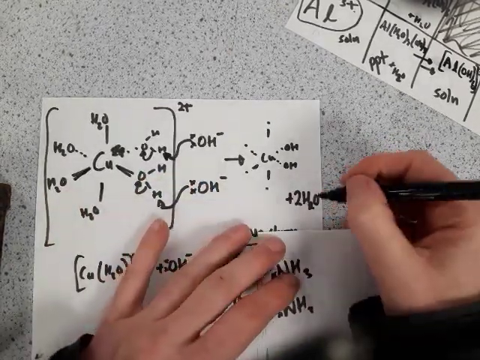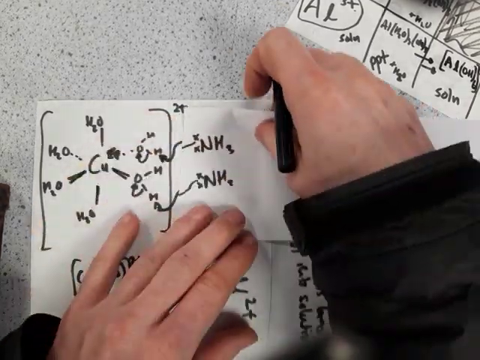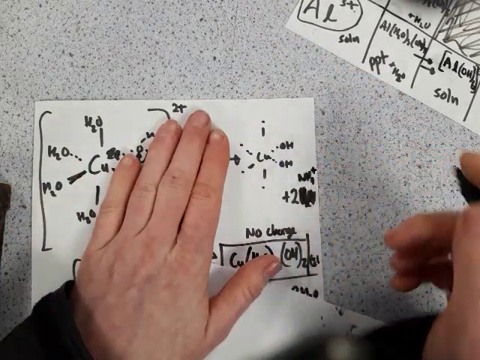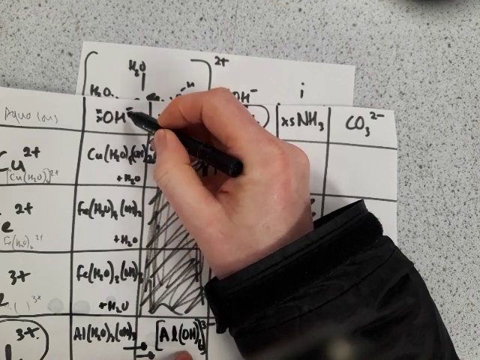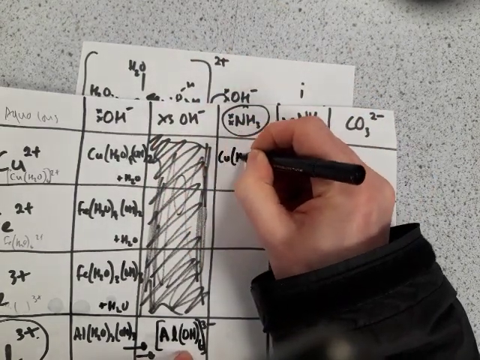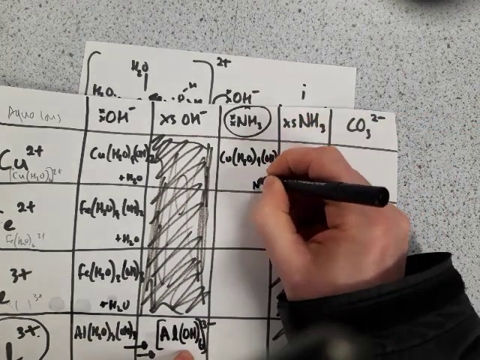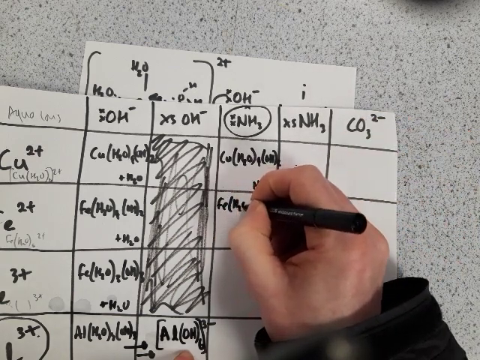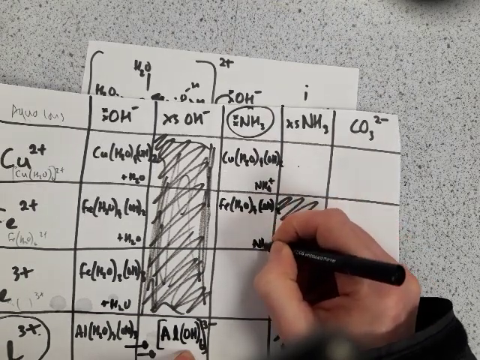But instead of making H2O, maybe you can work out what you're going to make. Well, you're going to make an NH3 that has picked up an H+. So you're going to make 2 NH4 pluses. So then, in this column, what I want you to realise is, yes, you made Cu(H2O)4(OH)2 with hydroxide. You're going to make the same chemical, Cu(H2O)4(OH)2. But in this case, the byproduct will be NH4+. In this one, you're going to make Fe(H2O)4(OH)2, and you're going to make some NH4+.